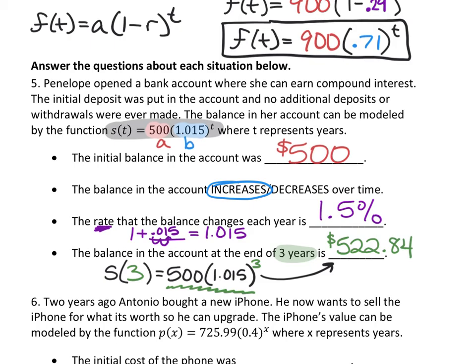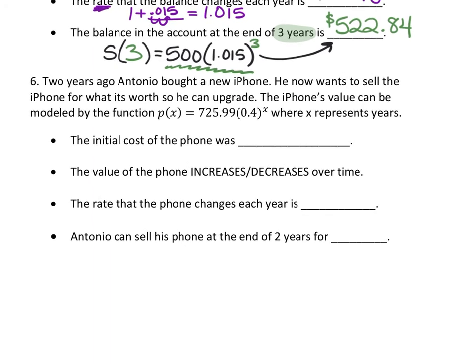Let's check out number 6, last problem. 2 years ago, Antonio bought a new iPhone. He now wants to sell the iPhone for what it's worth so he can upgrade. Classic, that happens all the time. The iPhone's value can be modeled by the function p of x is equal to $725.99 times 0.4 raised to the x power, where x represents years.